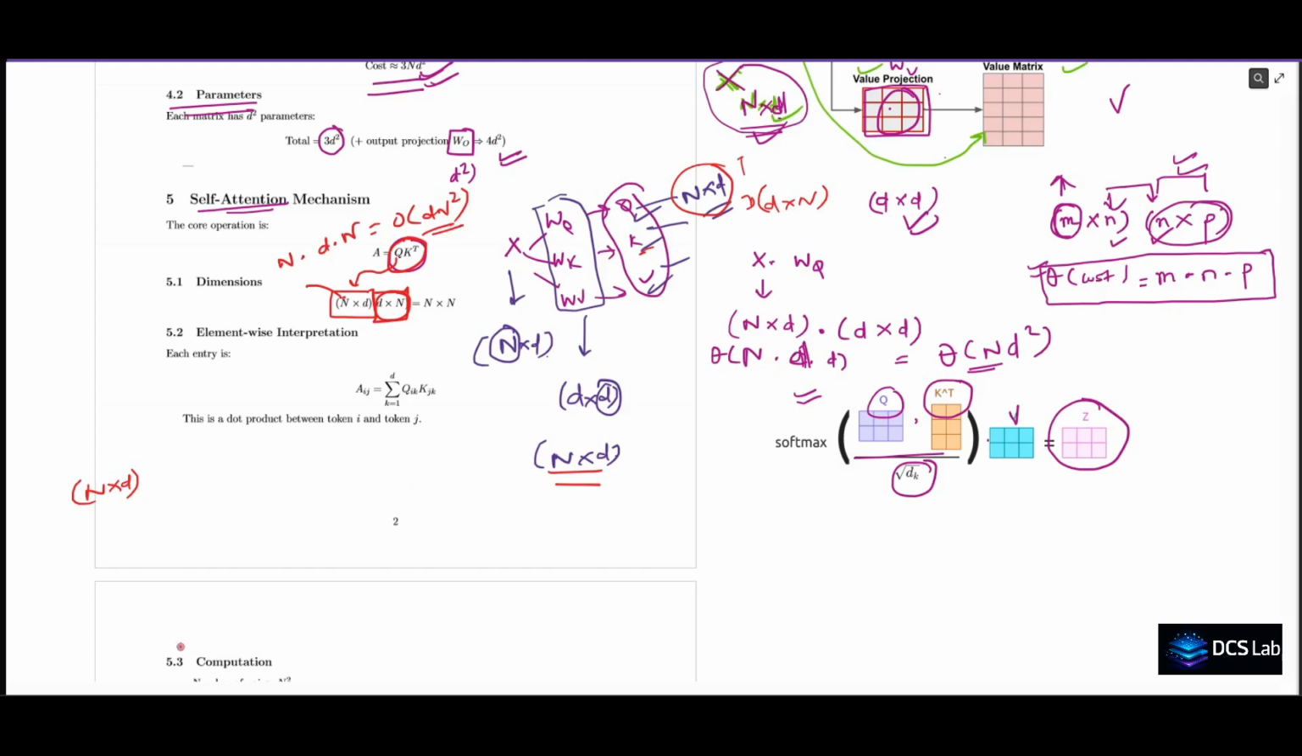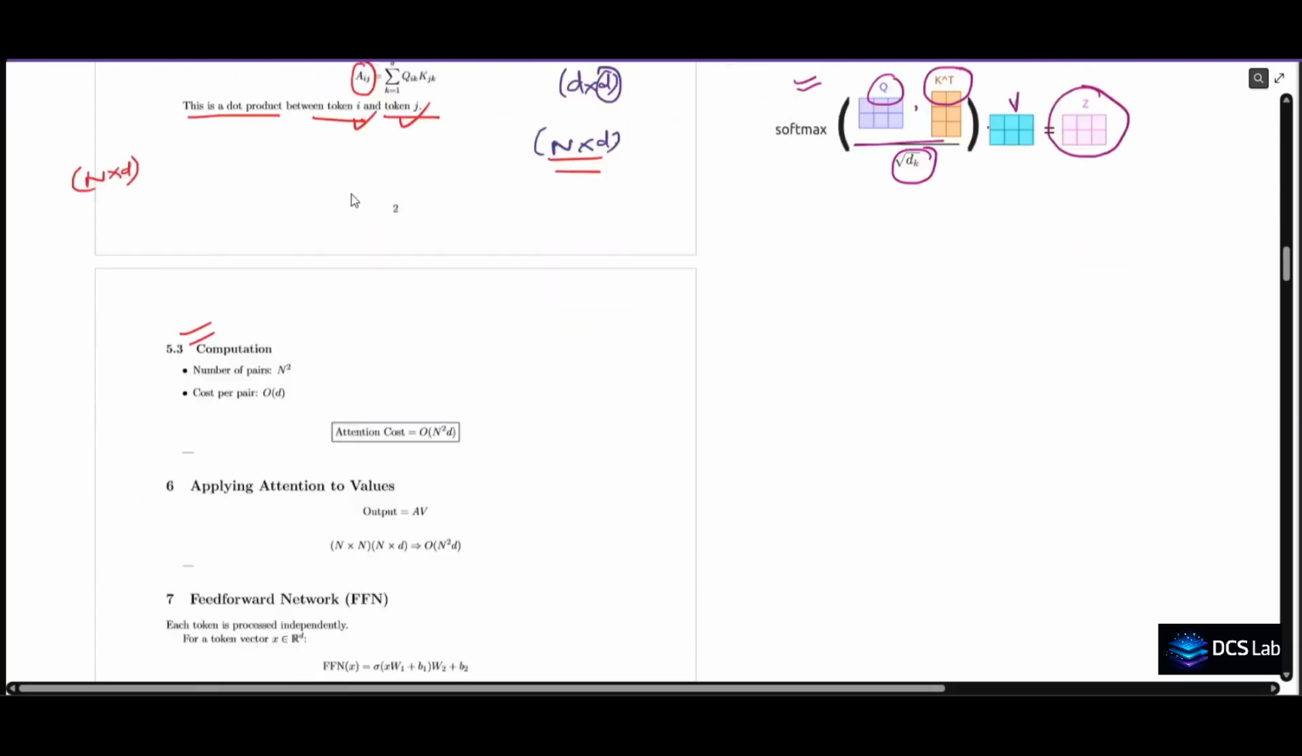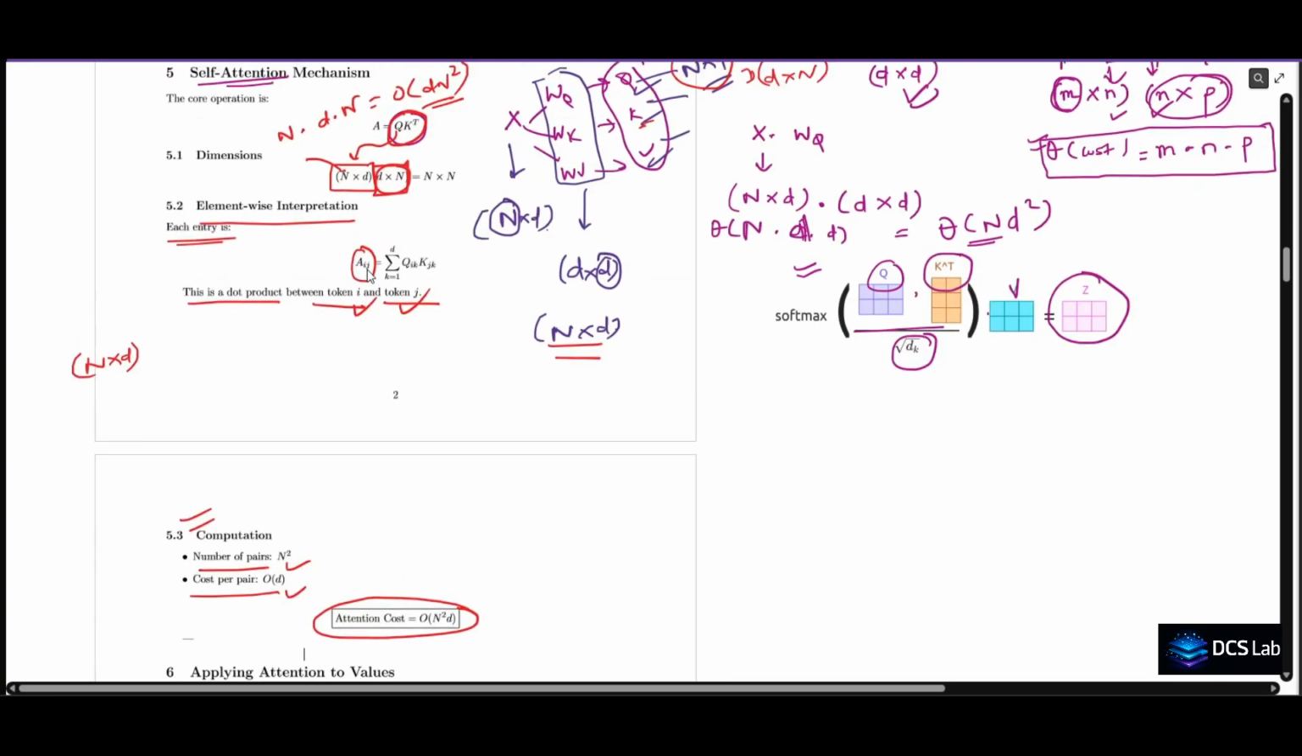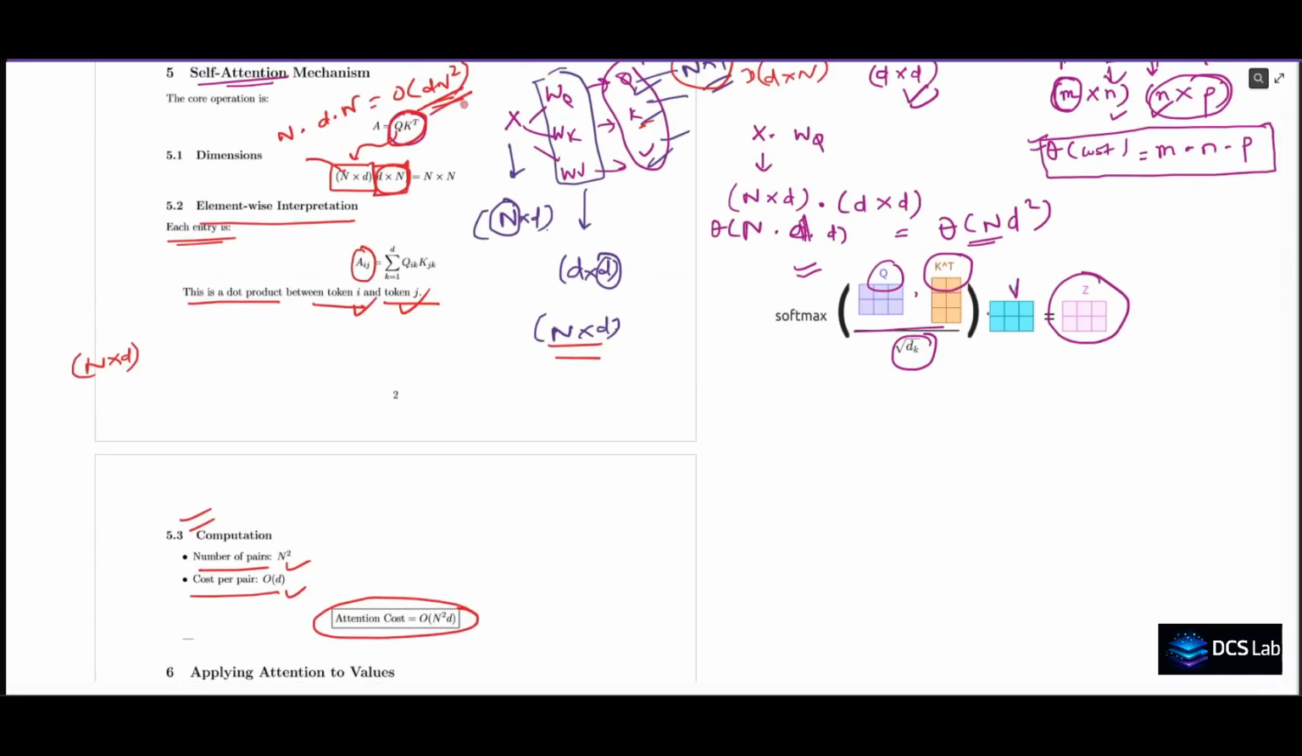We'll see that down here. We are calculating it now. What we are doing is an element-wise interpretation. Each entry is shown by this element of the matrix. It's a dot product between token i and token j. So every token has to be computed against every other token to find the attention between them. The number of pairs we have is order of n square, cost per pair order of d. They have directly derived it here. But I have already shown you that the cost we got here is order of n square d.